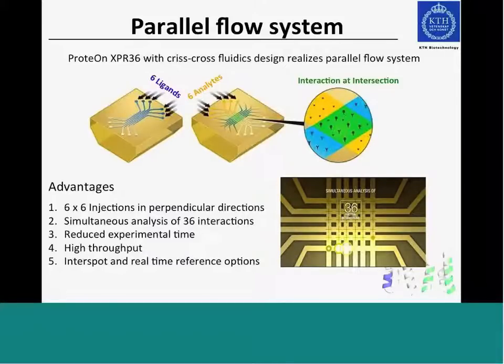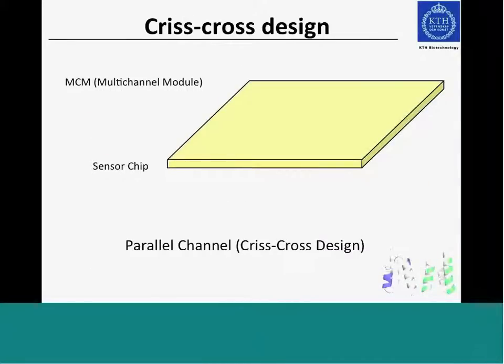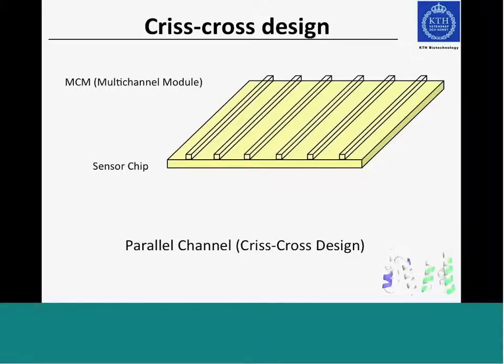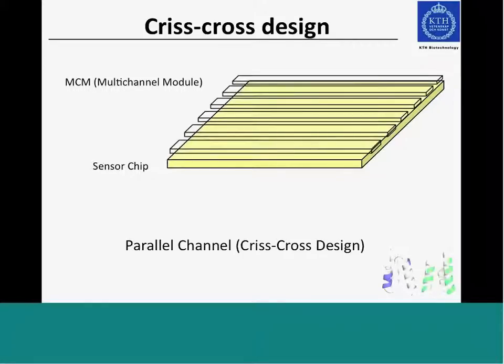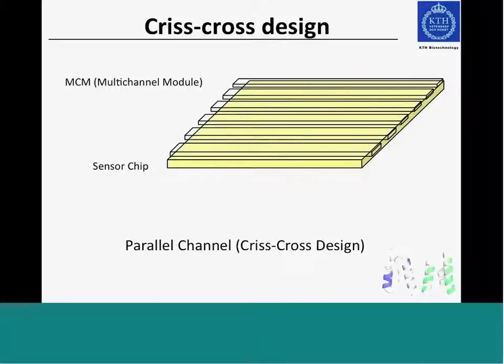And now we'll show a small animation to clarify what we mean. So if you look at the sensor surface, first you have this multi-channel module which decides which direction the flow on the channel should run. You start by pressing it down on the chip in one direction, and it can be lifted up and switched 90 degrees.